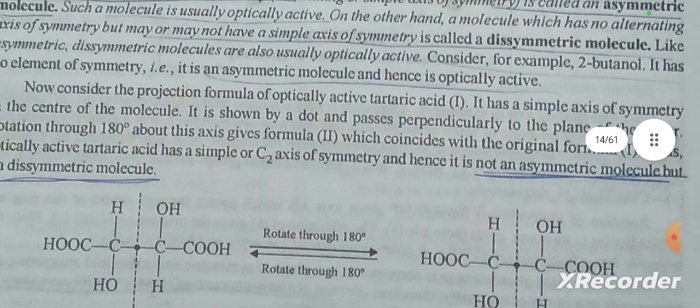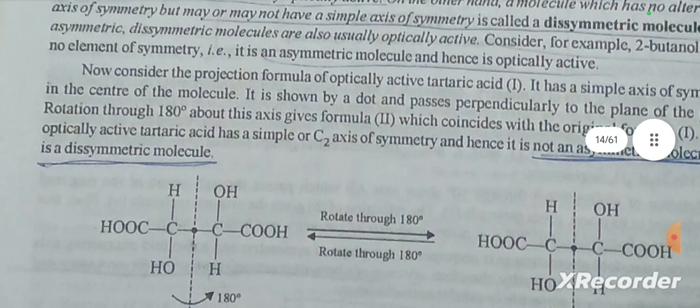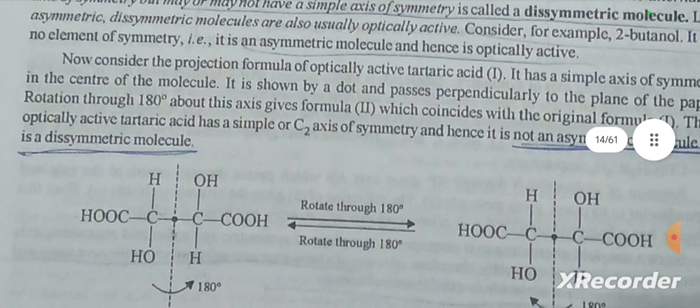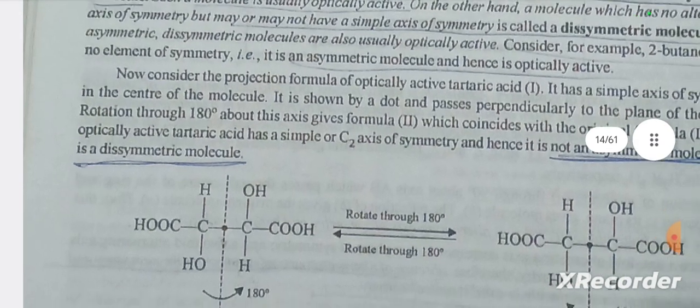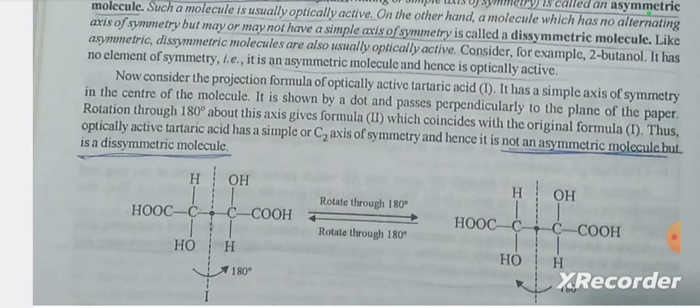On the other hand, a molecule which has no alternating axis but has a simple axis is called disymmetric, and disymmetric molecules are also optically active. Consider, for example, 2-butanol. It has no element of symmetry. It is an asymmetric molecule and hence is optically active.